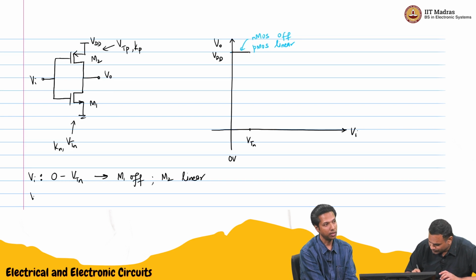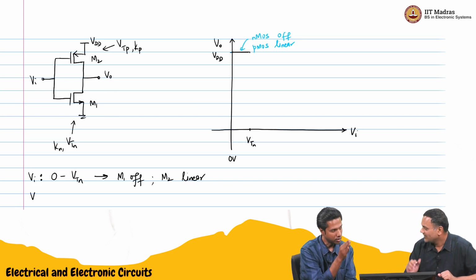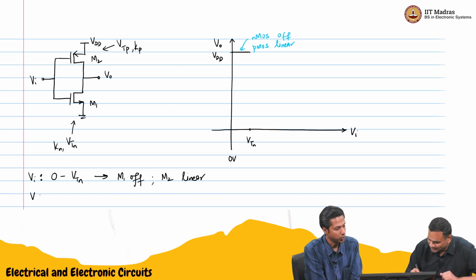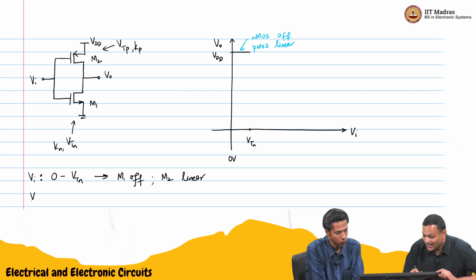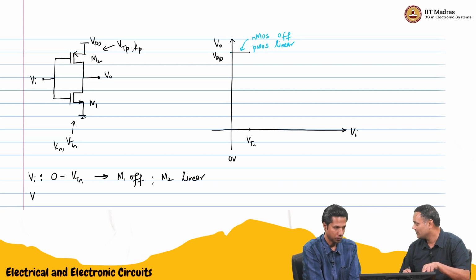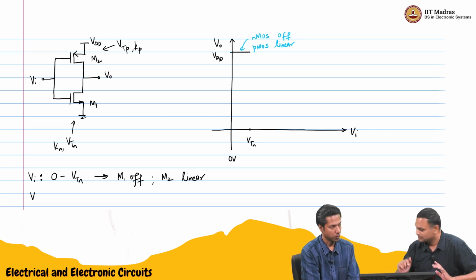Linear means it's like a resistor. So the output will start going down as you increase VI. And also the current keeps increasing, because the NMOS current is quadratically related to the input voltage and it is in saturation. So the current will increase, and the output will drop non-linearly.